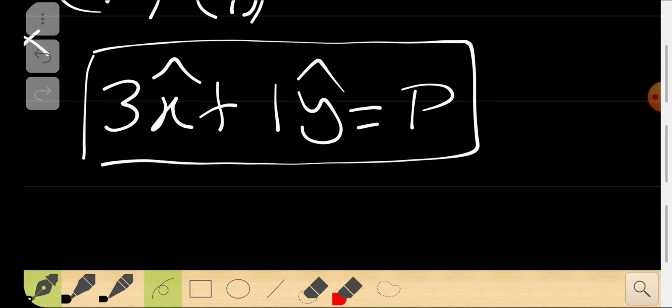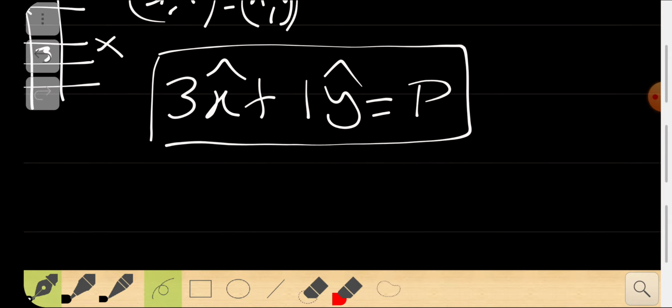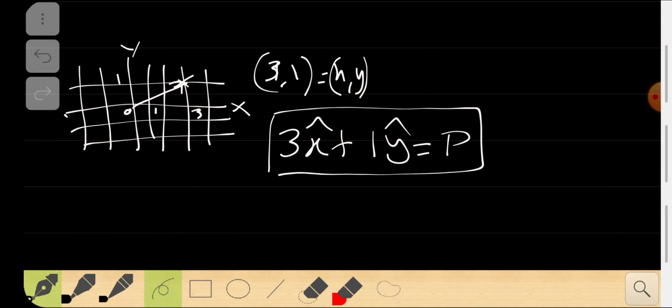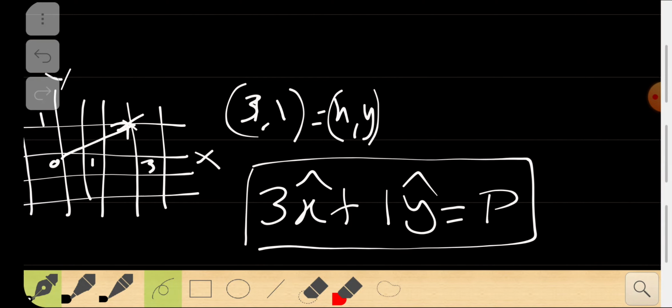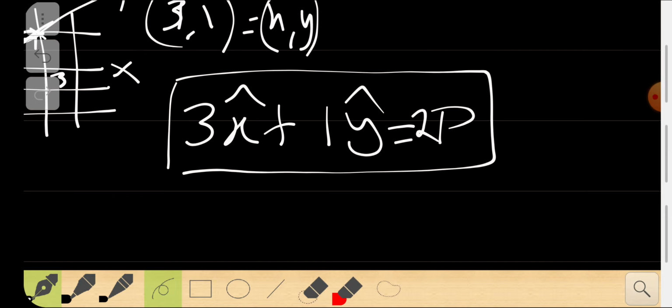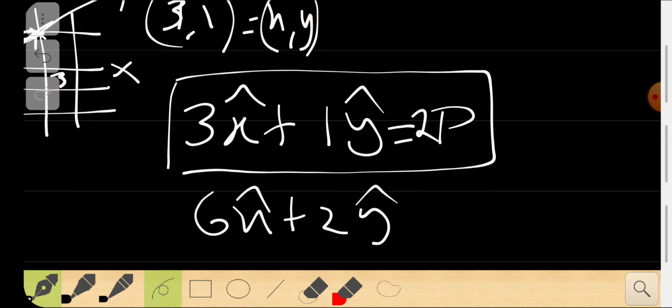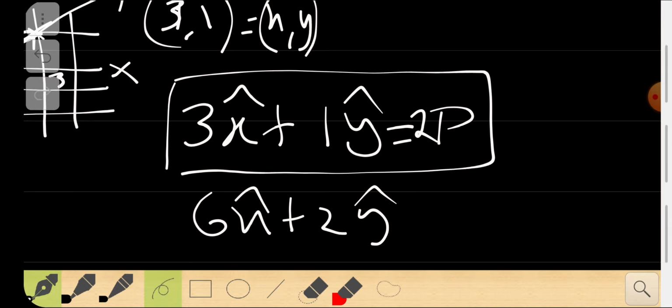Now you can do anything with it. If you want to represent something that is twice as far from here, you can multiply it by 2 and you get 6x cap plus 2y cap, right? So you can do anything with this vector, and you can add the components themselves, right?